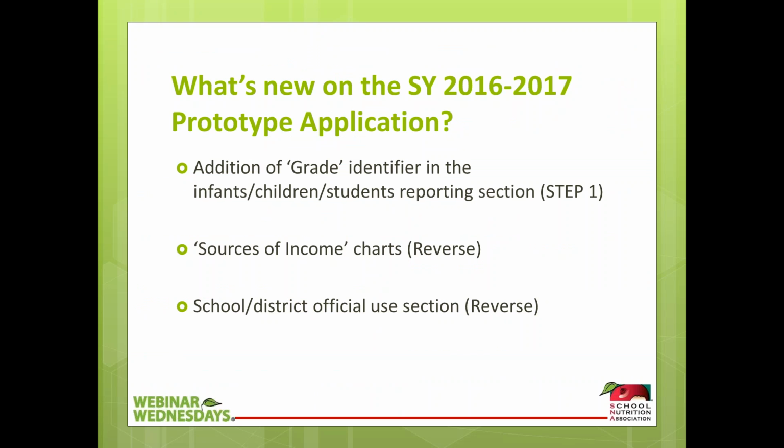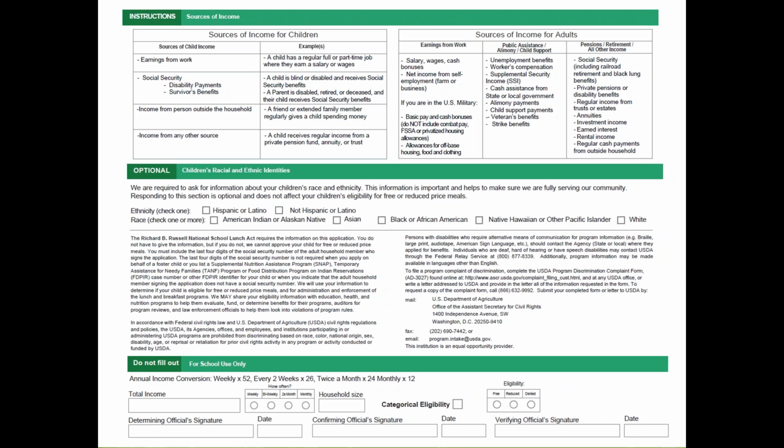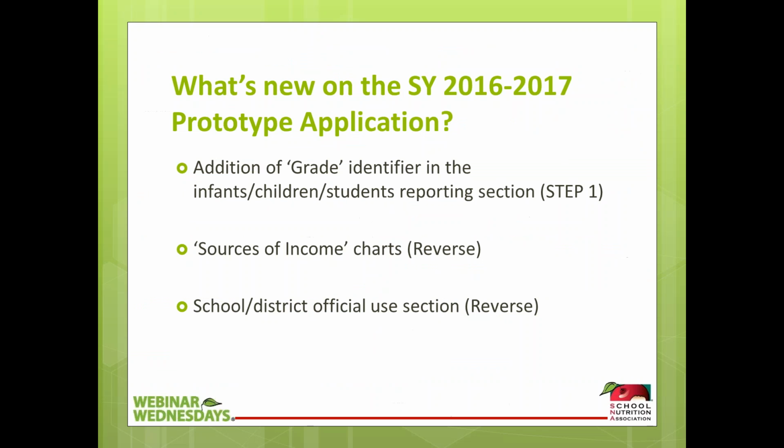On the back side of the application, it's on the slide now, that also includes some additional information on income reporting, the required race and ethnic survey, the rights statements, and a processing section for reviewing officials. Again, it's more adjustments than wholesale revisions this year. On the front side, the only thing that was totally new was the addition of a grade level identifier in the section where students are listed.